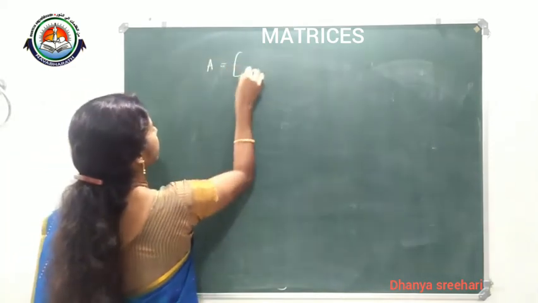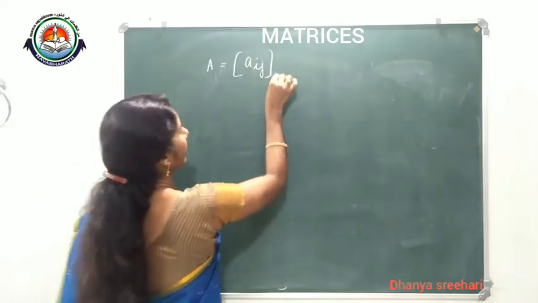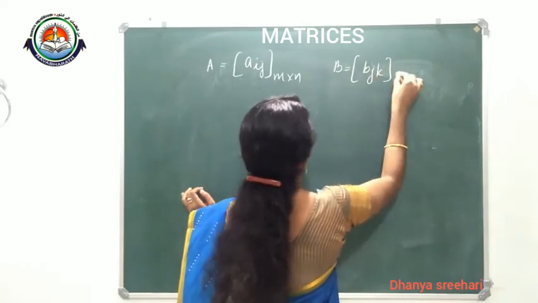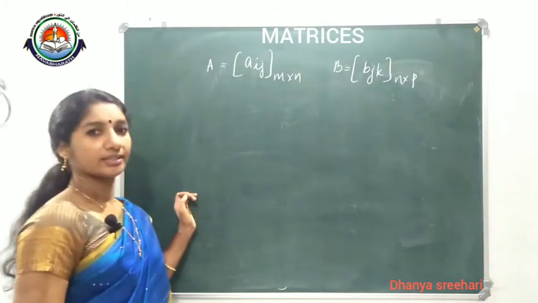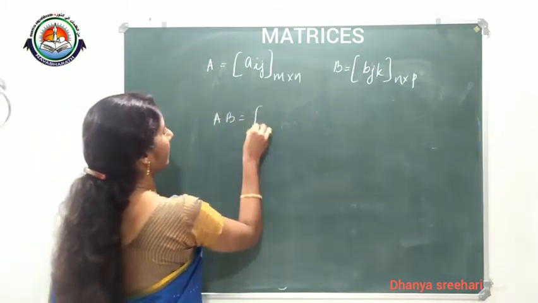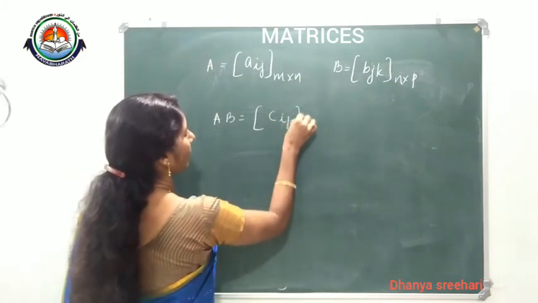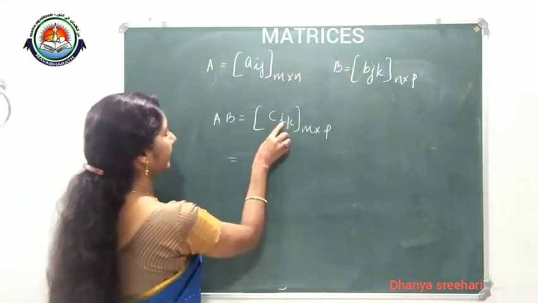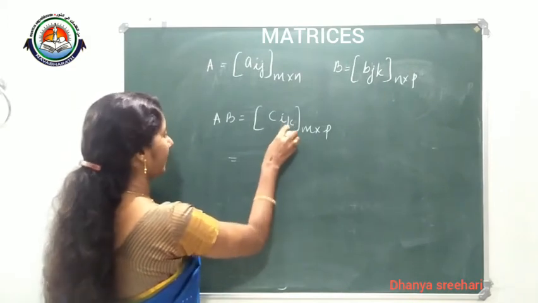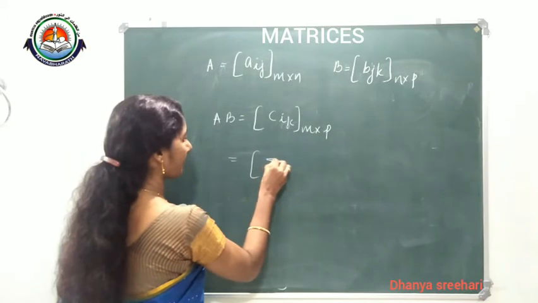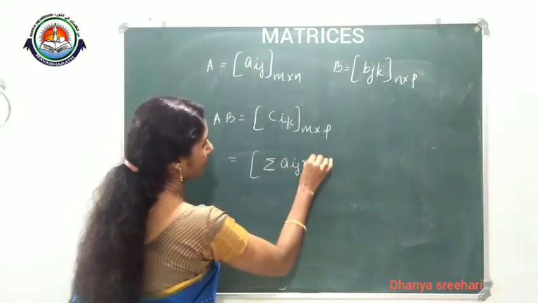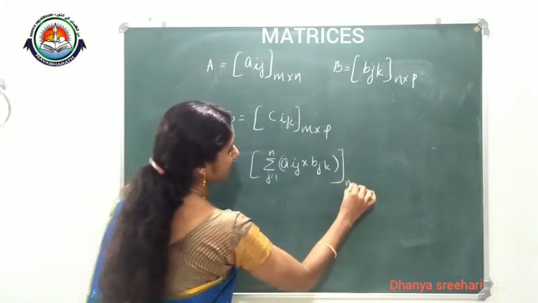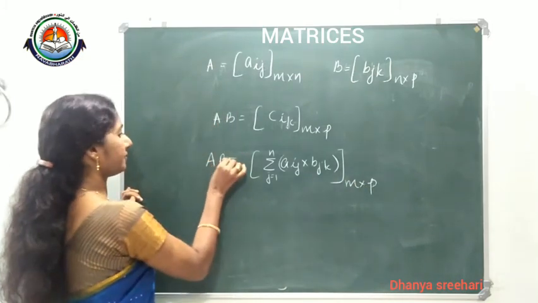Generally, matrix A is equal to matrix Aij of order M by N, and matrix B is equal to matrix Bjk of order N by P. Then AB is equal to matrix Cik of order M by P. How are we getting the element in the ith row, kth column? It is the sum of each term Aij into Bjk, with j from 1 to N, and the matrix is of order M by P. This is the definition for AB.